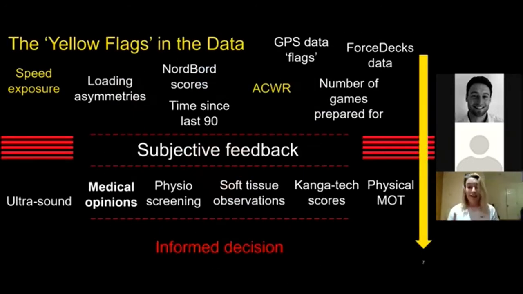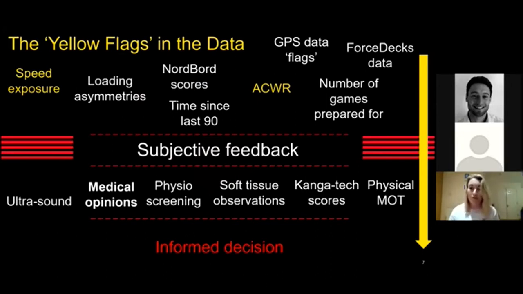So for me, this is how it looks. These are my yellow flags. These are things that I would bring up in that wash-up meeting: speed exposure, loading asymmetries, NordBord scores, time since last 90, or game load. So when was the last time they played any significant game time, or how often have they played in the last X amount of period of time.